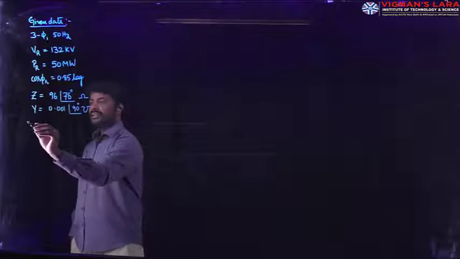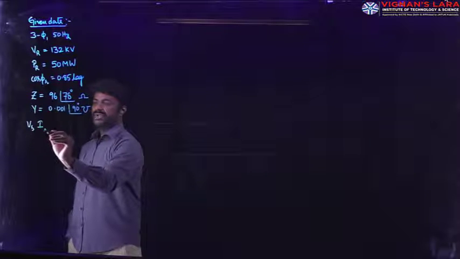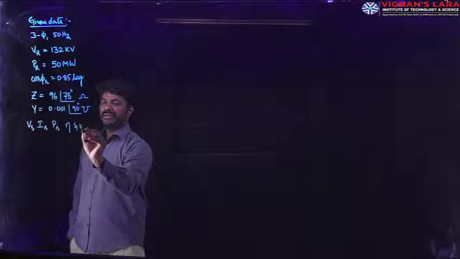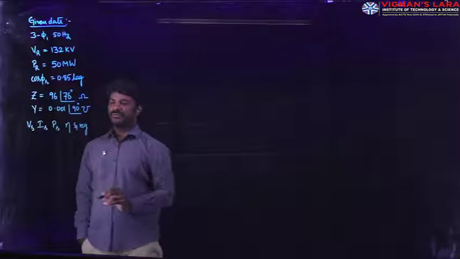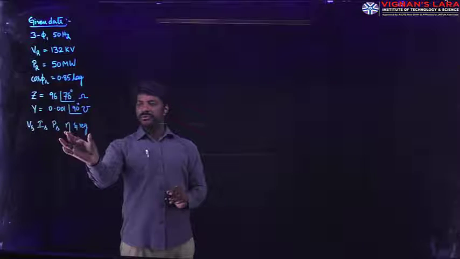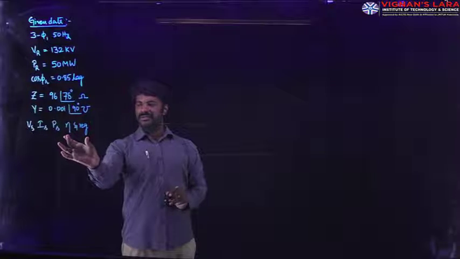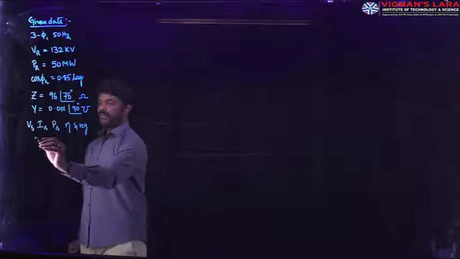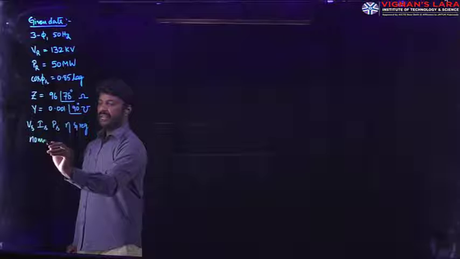Then calculate the values on the sending end side: Vs, Is, power PS, efficiency and regulation. Total 5 values to be calculated on the sending end side, and out of these 5, two are performance analysis quantities called efficiency and regulation, and the method applicable here is the nominal T method.